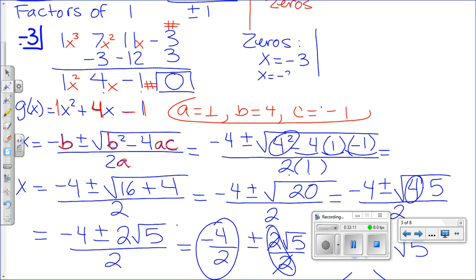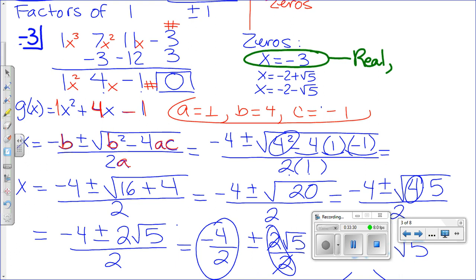x is equal to negative 2 plus the square root of 5, and the other one is x is equal to negative 2 minus the square root of 5. Now, what we can say about the zeros is that the first one, it is real. It touches the x-intercept. We know negative 3 is a real number, and it is also rational. Now, the second and third, they are real, but they are irrational.